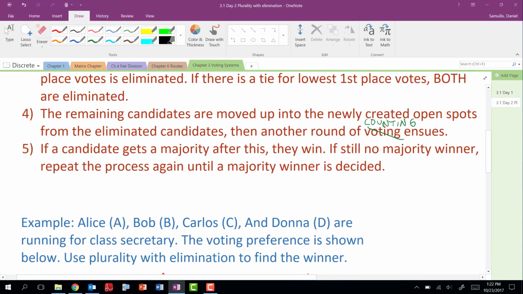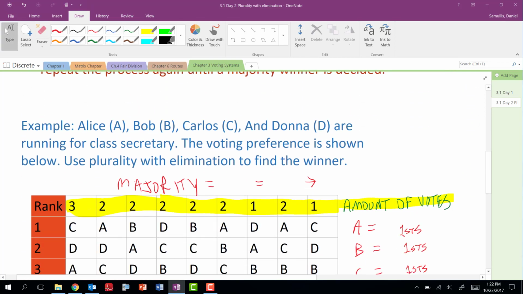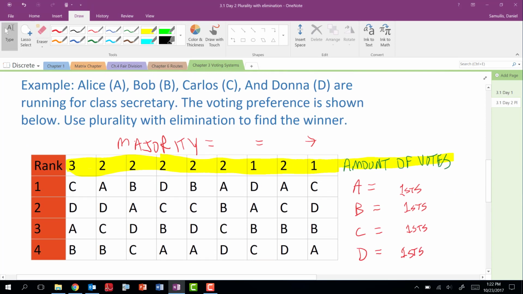Okay, here we go. Here's the example. And then it's just like when I helped you on Friday about tabulating or understanding the chart. So first of all, let's just talk about these people's letters. A, B, C, and D are running for class secretary. The voting preference is shown below. Use plurality, which just means you may not have a majority to start off. Plurality with elimination to find the winner.